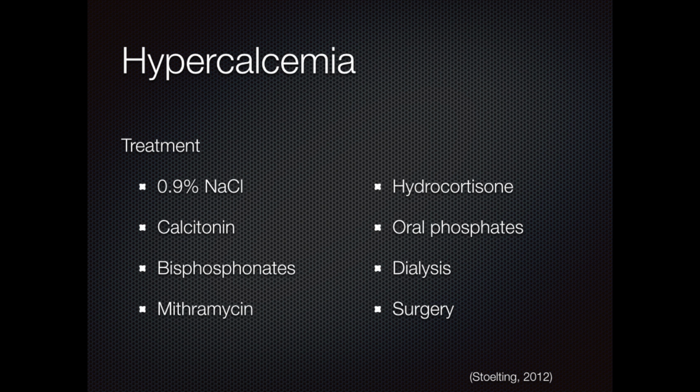Treatment for hypercalcemia includes diluting serum calcium and promoting excretion of excess calcium. This can be done with normal saline and the administration of furosemide. Disorders associated with osteoclastic bone resorption may need to be treated with calcitonin, bisphosphonates, or mithramycin. Hydrocortisone and oral phosphates can decrease gastrointestinal absorption of calcium, and dialysis may be needed in emergency situations. Surgery may be required to treat primary or secondary hyperparathyroidism.